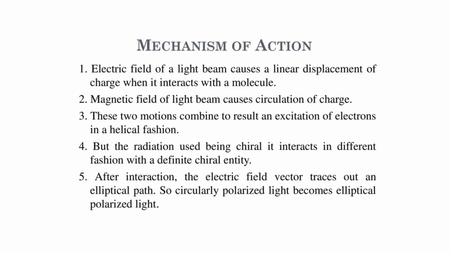Let's now look at the mechanism of action of circular dichroism spectroscopy. The electric field of a light beam causes a linear displacement of charge when it interacts with molecules. The magnetic field of the light beam, on the other hand, causes circulation of charge. These two motions combine to result in an excitation of electrons in a helical fashion. But the radiation used being chiral, it interacts in a different fashion with a chiral entity. After interaction, the electric field vector traces out an elliptical path. So, circularly polarized light becomes elliptically polarized light.